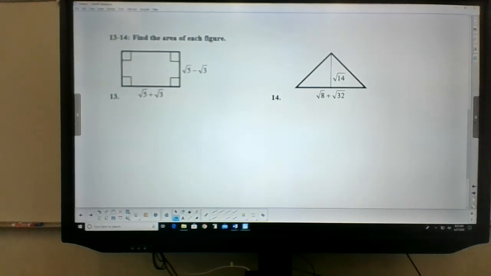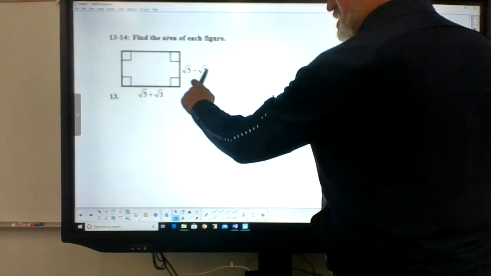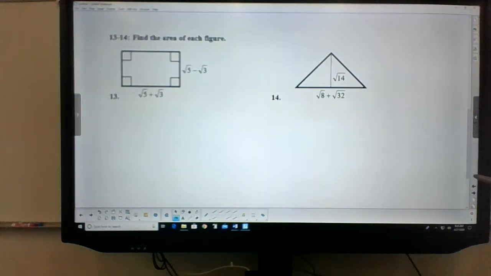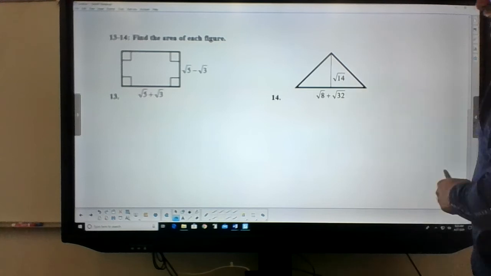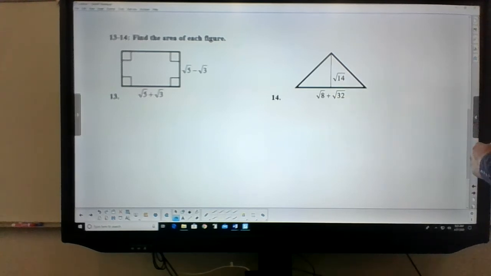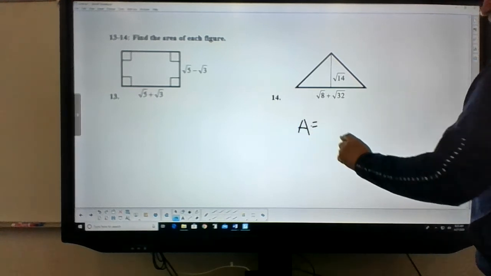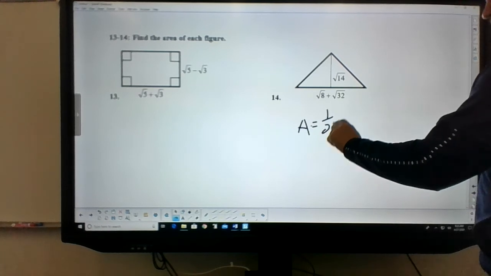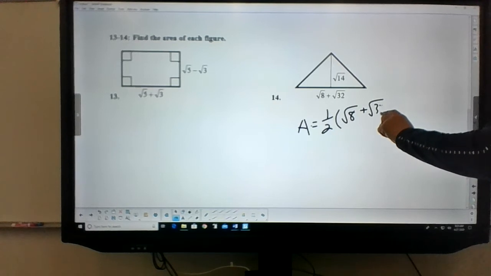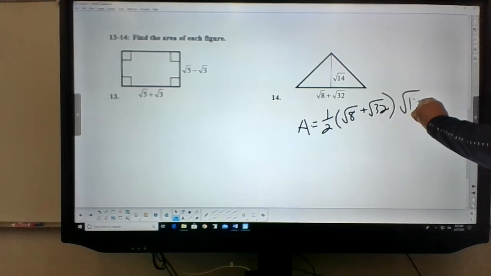Find the area of each figure. Again, here we would just do length times width. We do this times this. We do a FOIL problem out of those two. Here we have, this is kind of interesting. It's a triangle. We assume this is a right angle. So it has a base of radical 8 plus radical 32, and a height of radical 14. Remember, the area of a triangle is 1/2 of its base, radical 8 plus radical 32, times its height, which is radical 14.